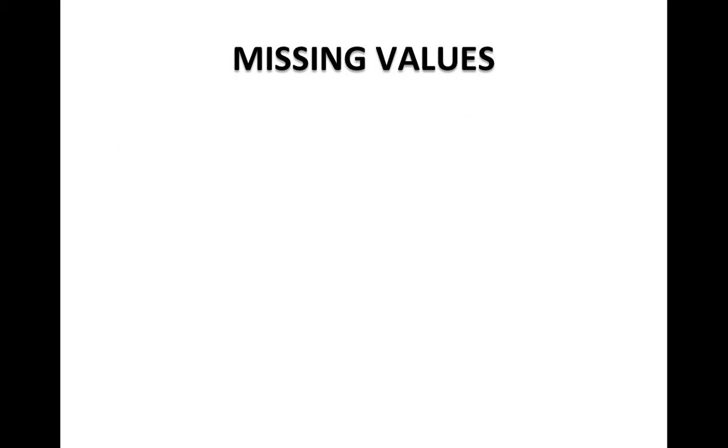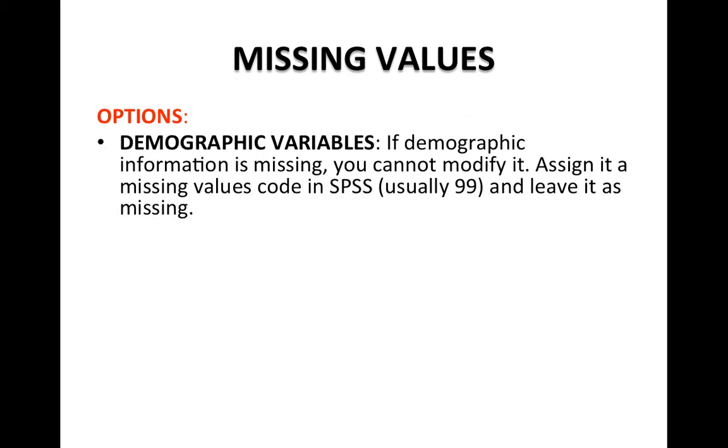All right, that being said, our options for handling missing data depend on the type of variable. So if any demographic information is missing, you can't modify it, so simply assign it as missing in SPSS, usually a 99 or a 999, or you can just leave it blank. SPSS is going to treat it the same way. So demographic information like someone's age, their gender, etc., just leave it blank.